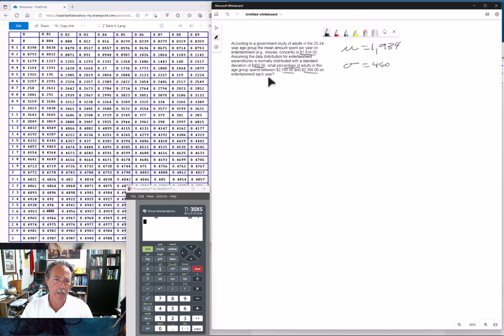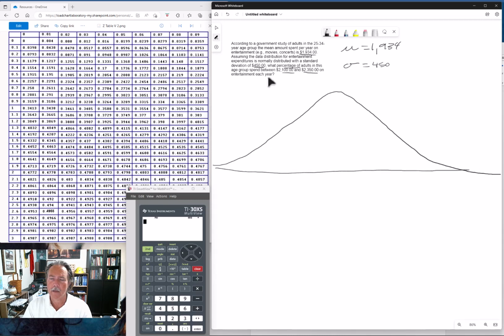So the first thing we need to do to visualize this and make it easier is draw a diagram of the normal curve and label that diagram with our information. That makes these kinds of problems easier, I promise. It's not going to be a perfectly symmetrical, perfectly round normal curve, but it's close enough for what we're doing here. Okay, we have our diagram of the normal curve.